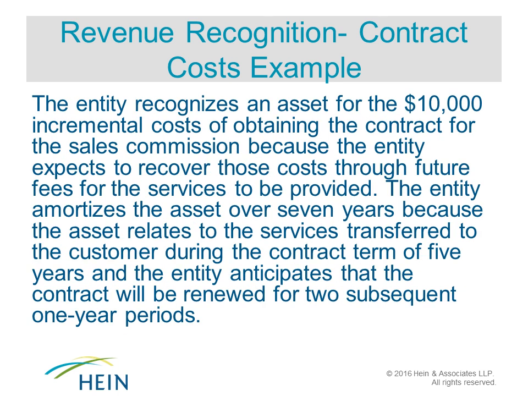So the entity recognizes the asset for $10,000 incremental costs of obtaining the contract, the sales commission, because the entity expects to recover that through future fees for services to be provided. And then the entity amortizes the asset over 7 years because the asset relates to services transferred to the customer during the term, and they do anticipate that the contract will be renewed for 2 subsequent 1-year periods.